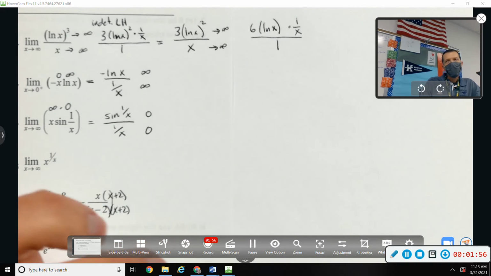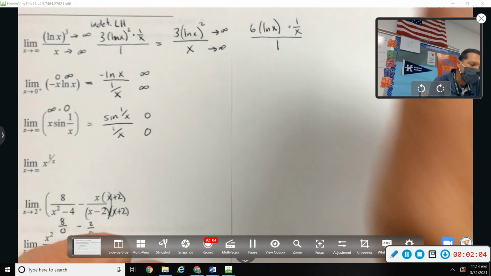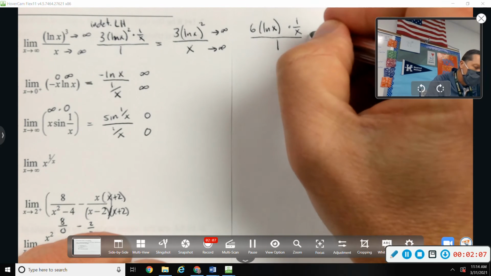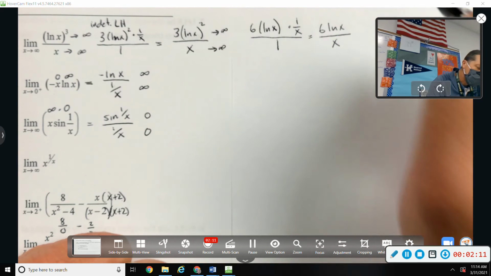Again, be careful because this is not the quotient rule. This is derivative of top, derivative of bottom. It's not the same thing as the derivative of the whole thing, but it's what we want. Derivative top, derivative bottom. Algebra cleanup, so 6 natural log x over x.